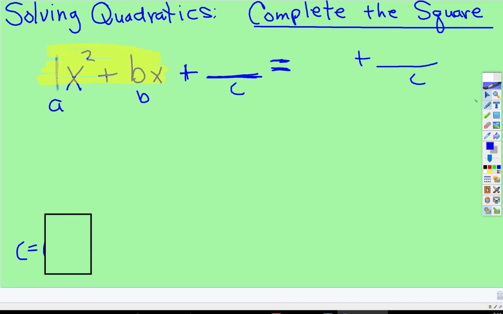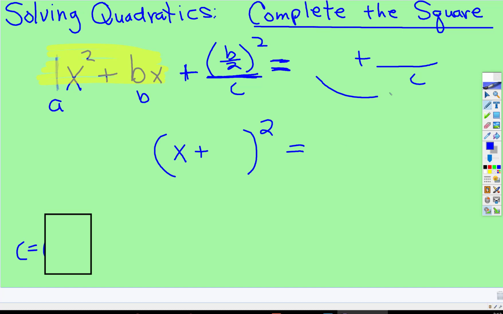And once you have that half of b squared, the whole purpose for completing the square is so that you can write it as a perfect square binomial. And then it'll equal to whatever this number is plus that c, and that's what's going to go right there. So the half of b: the square root of x squared is x. The square root of this thing squared is just the half of b.